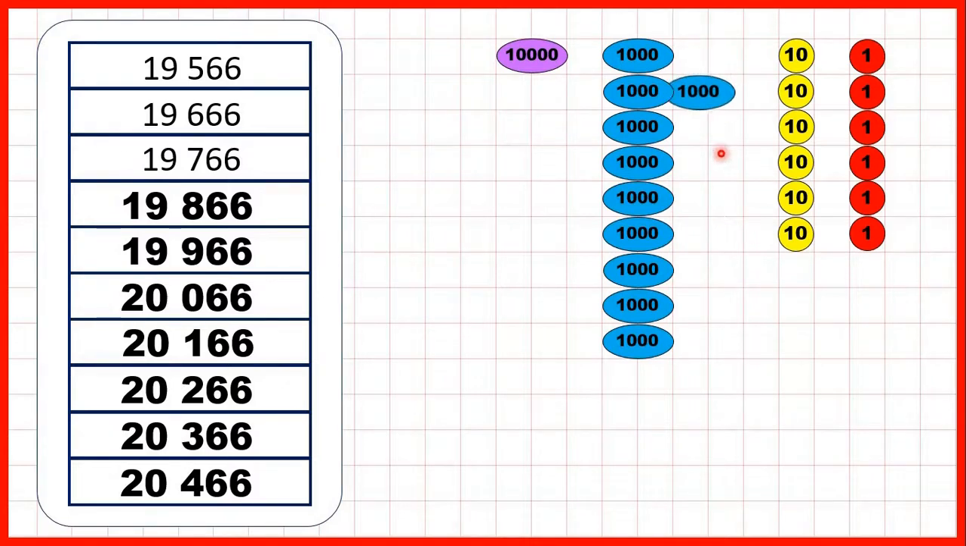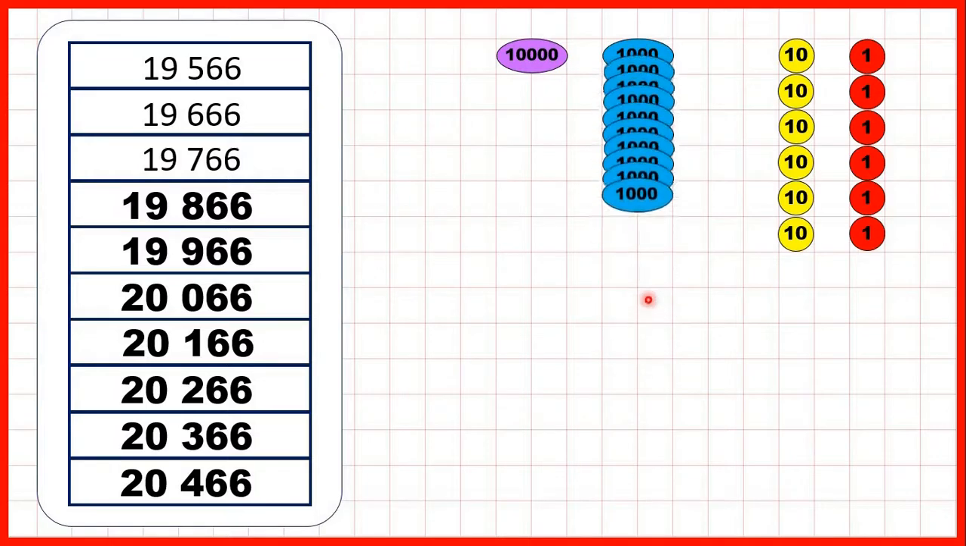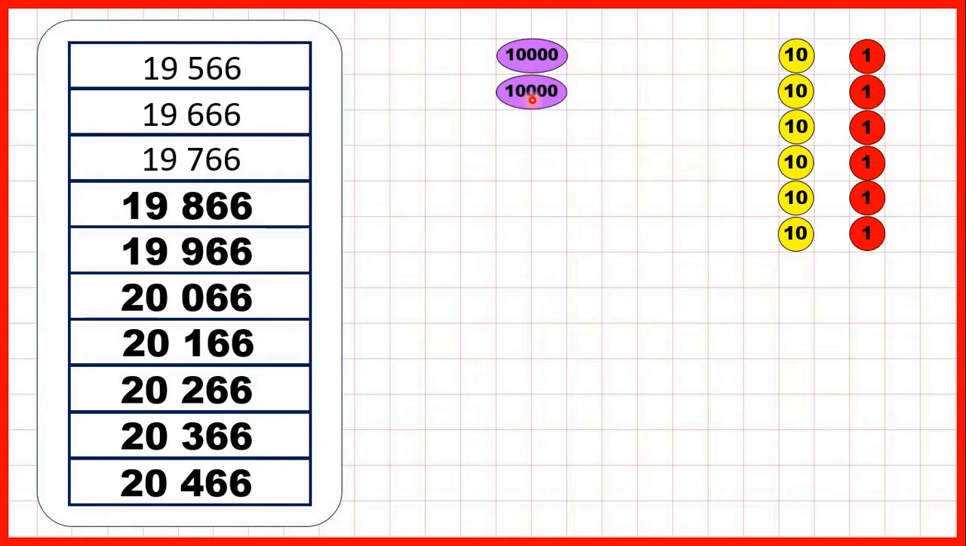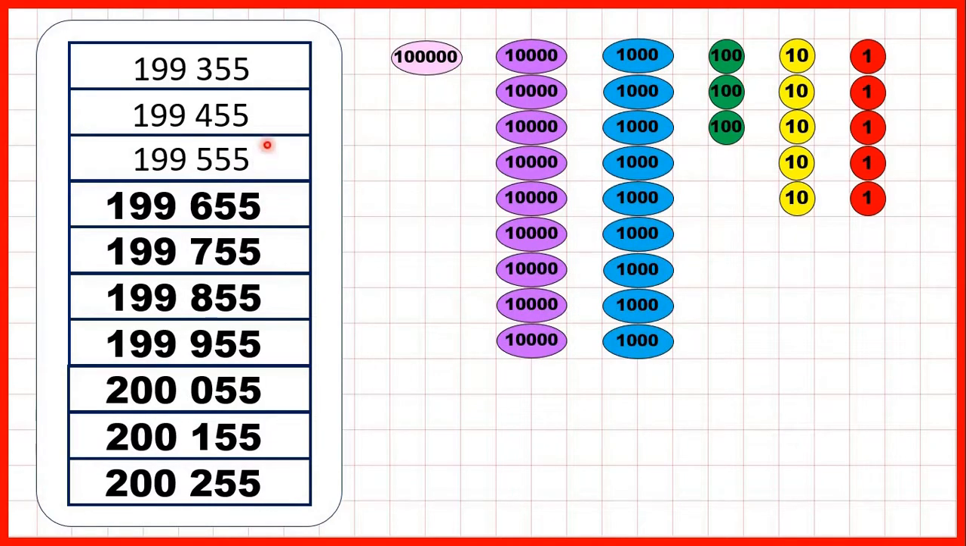as 1,000. But now that we've made our extra 1,000, we have 10,000 counters. So we need to exchange these 10,000 counters for one 10,000 counter. And that's why we have 20,066, because we have 2 10,000s, no thousands, no hundreds, and we still have our 6 tens and 6 ones. So then we can keep on adding hundred counters until we get to 20,466.